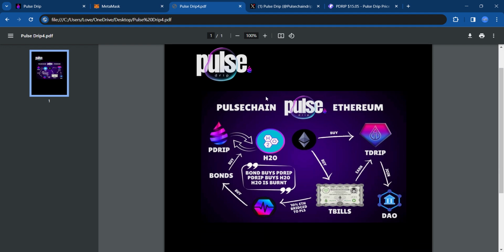Oh, one other thing. Here's the visual that they showed before. Again, you can flat out just buy TDrip in order to enter into the DAO, right? I want to say Uniswap, but again, double check with the PulseChain team. And then you can buy your T-bills with Ethereum and earn TDrip passively, right? So a cool little narrative there.